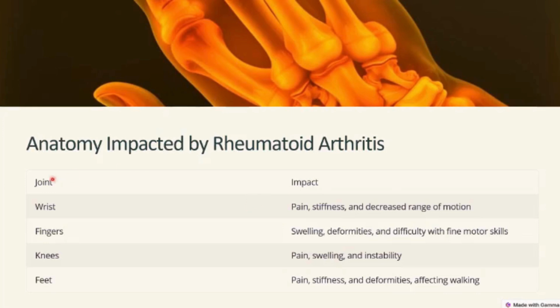So the joint is impacted here, mainly the wrist, with pain, stiffness and decreased range of motion. In fingers there will be swelling, deformities and difficulty with fine motor skills. In the knee, pain, swelling and instability will be there, and in the feet there will be pain, stiffness and deformity affecting walking.